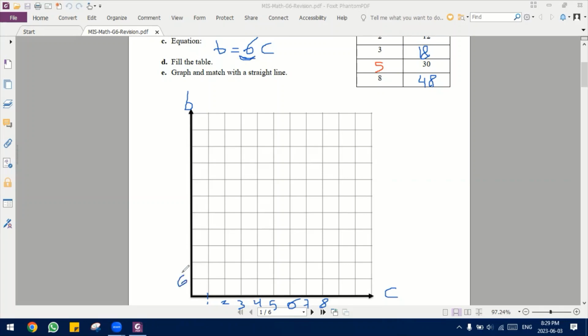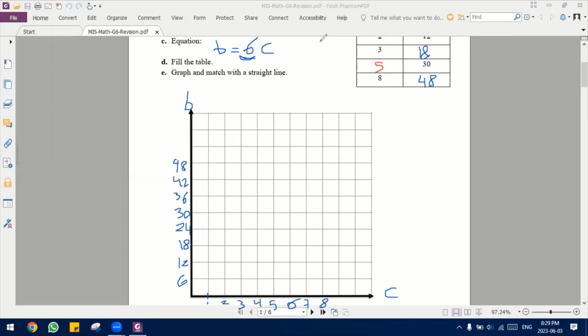So this is 6, 12, 18, and then 24, 30, 36, 42, and the last one is 48.